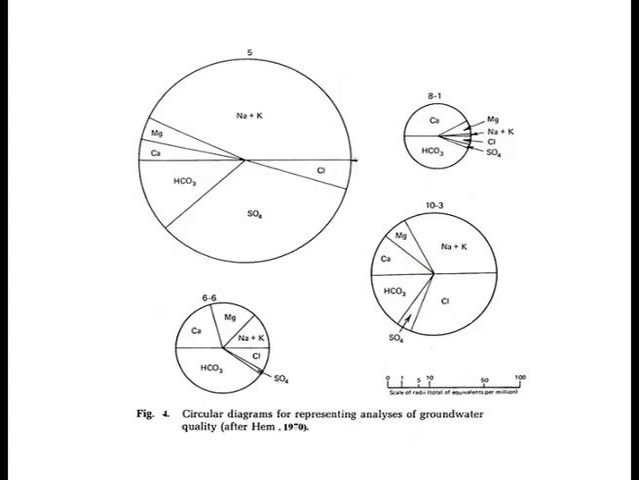Third diagram is the circular diagram. In the circular diagram, total dissolved solids are represented by the radius of a circle. We take 1 centimeter equal to 1 EPM, total concentration of cations plus anions. Then we divide it into two parts, northern and southern. The northern part of the circle represents the cations, calcium, magnesium, sodium and potassium, and the southern part represents the anions, bicarbonate plus carbonate, chloride and sulphate.